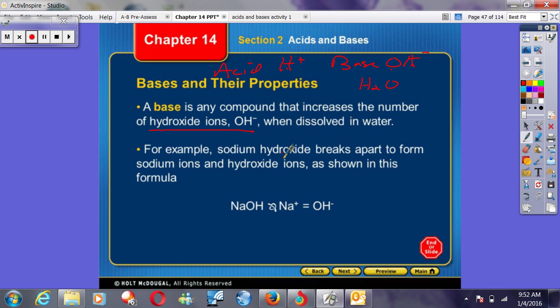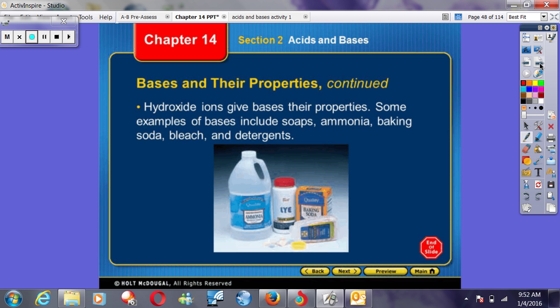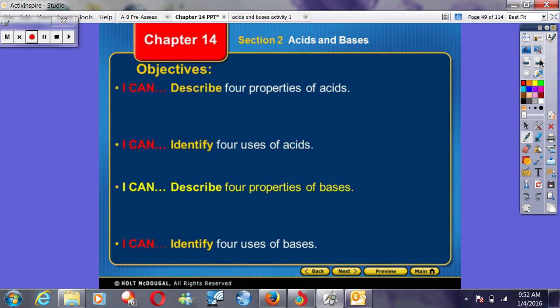So, for example, okay, this base here, when you put it in water, breaks apart. Okay, the sodium goes one way, the OH goes the other way, and you're left with these things. Okay, when you put it in water. Now, hydroxide ions give bases their properties. Some examples include soap, that you use to clean your body. Ammonia, that you use for like window cleaner. Baking soda, bleach, detergents. All these cleaner things tend to be bases. That's some of your more common examples.